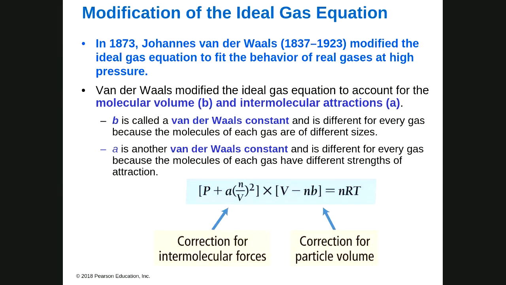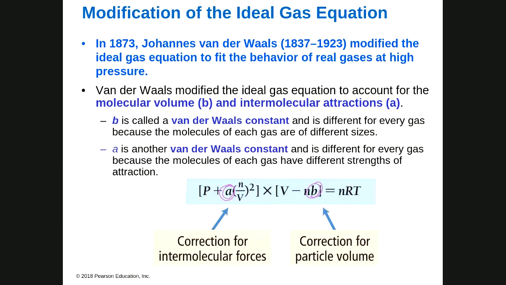And so Johannes van der Waals, you've heard his name before, right? He modified the equation to fit the behavior of real gases at high pressure. And so he did two things. These little things right here, this A and this B factor, those are van der Waals constants. So there's a B van der Waals constant and an A. We're not going to do calculations with this to correct for the temperatures, but you do need to be aware of what they're correcting for.